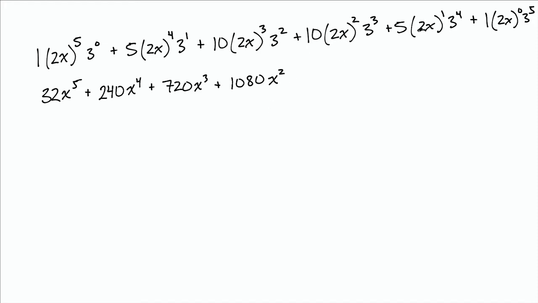And then here I've got a 3^4, which is 81. And then 2 times 5 is 10, so 10 times 81 is 810. And that's just x to the 1. And finally, our last one here, this thing to the 0 is just 1, so we just have a 3^5. And 3^5 is 243. So there's our expansion of that binomial.